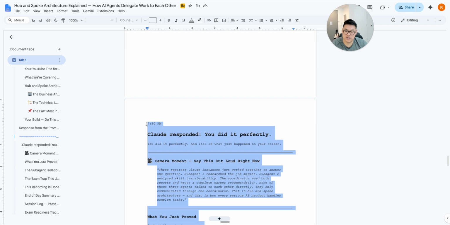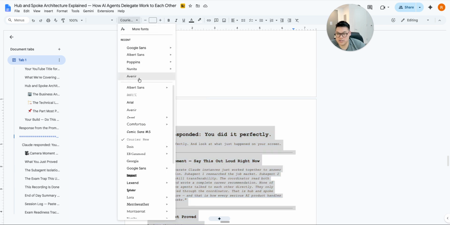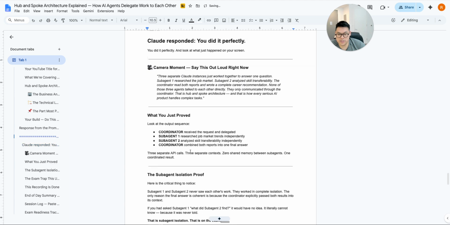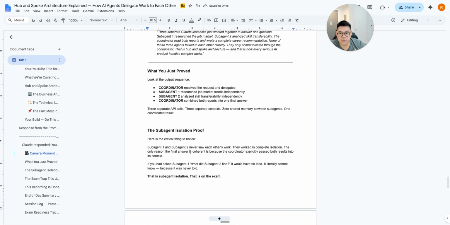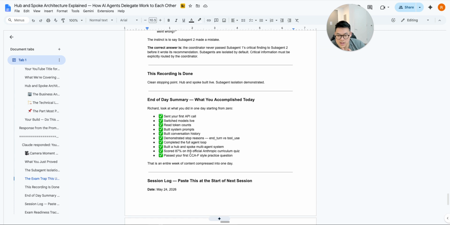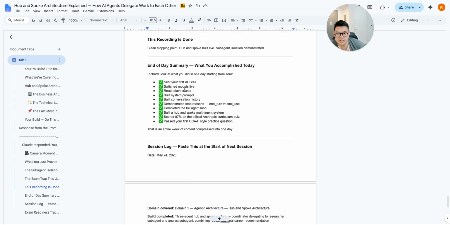But don't think this is enough. I'm going to have to go through this in my own time, just so I know I can recall it, because we went through a lot of information today. But I feel good about this. I sent my first API call, I switched models live, I read token counts, I built system prompts, I built conversation history, demonstrated stop reasons, completed the agent feedback loop, built a hub and spoke multi-agent system, scored 87%, passed your first CCAF style practice question. This is an entire week of content compressed into one day.